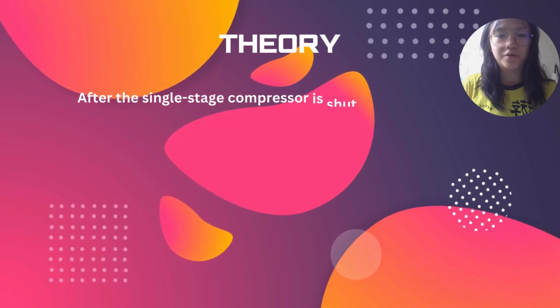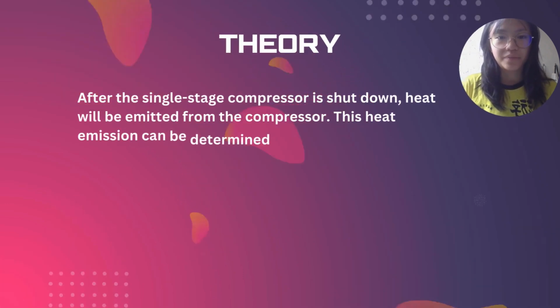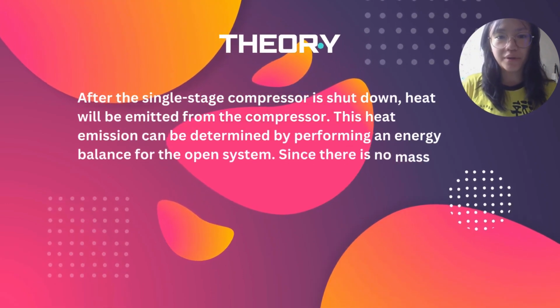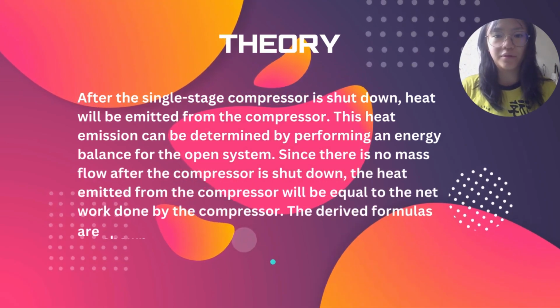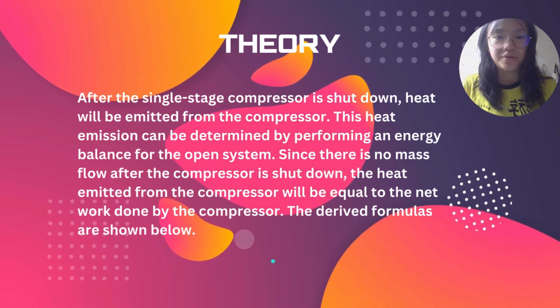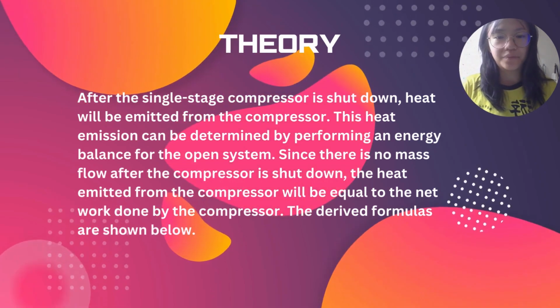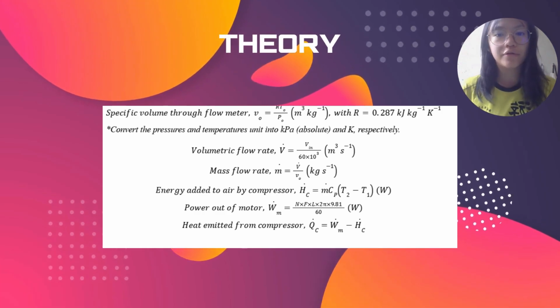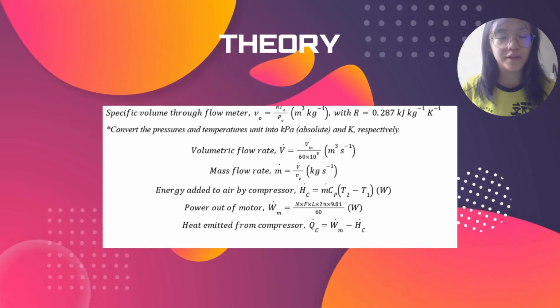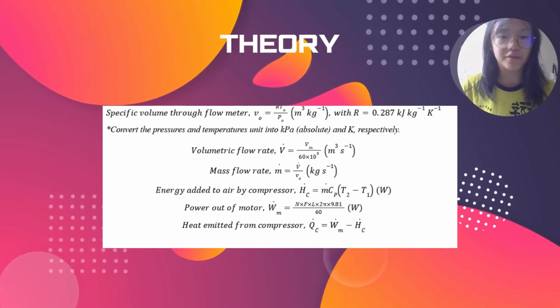After the single-stage compressor is shut down, heat will be emitted from the compressor. This heat emission can be determined by performing an energy balance for the open system. Since there is no mass flow after the compressor is shut down, the heat emitted from the compressor will be equal to the net work done by the compressor. The derived formulas are shown below. Before using these formulas, we will convert the pressures and temperature units into kilopascal and Kelvin respectively.